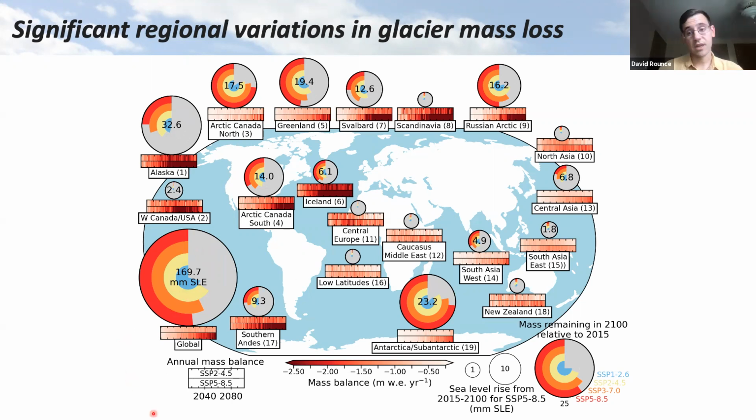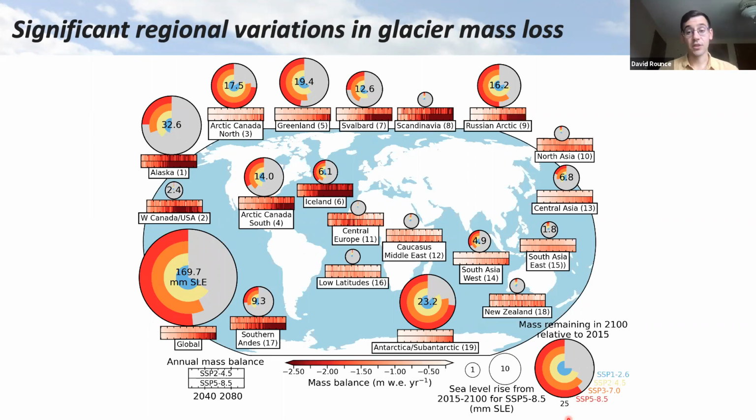So consistent with previous studies, including the recent IPCC report, we find that low latitude regions, for example, Western Canada, Central Europe, Caucasus, Middle East, the low latitudes, even Southeast Asia, might actually experience near complete deglaciation with less than 10% remaining for SSP 585. For SSP 126, the mass remaining projections are a little bit better. They're on the order of 20 to 40%, but still really significant amounts of mass loss for these regions.